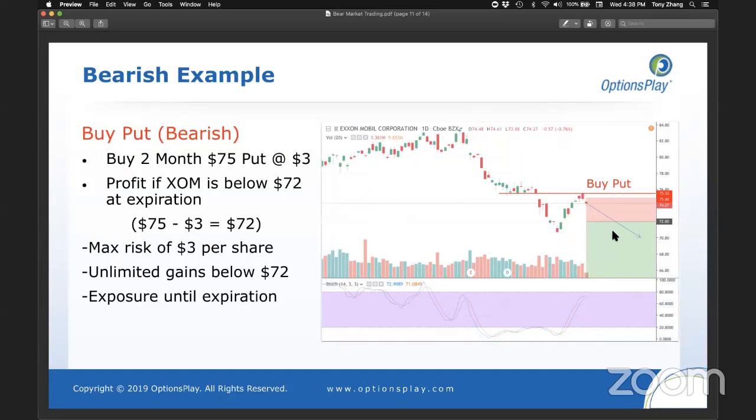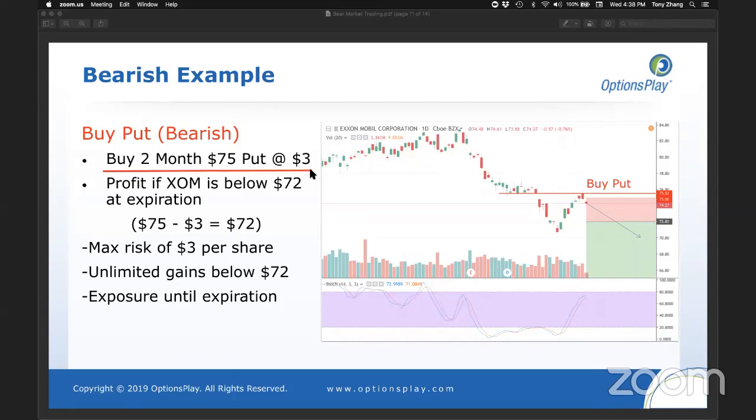And I think that there's a possibility for the stock to pull back near to that 70 level. So what I looked at is buying a put, because that's really the simplest option strategy you can trade with a bearish view on an underlying stock. So what I looked at is buying a 2-month put.